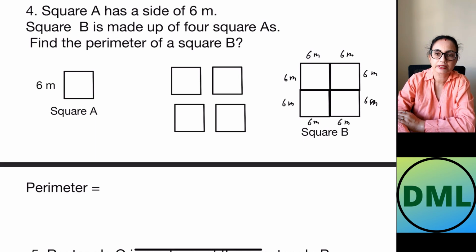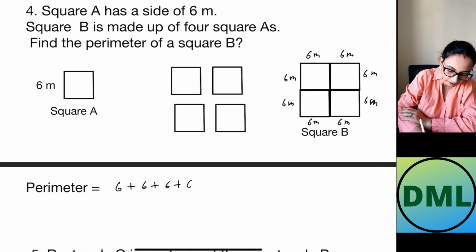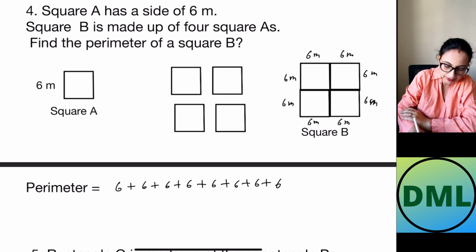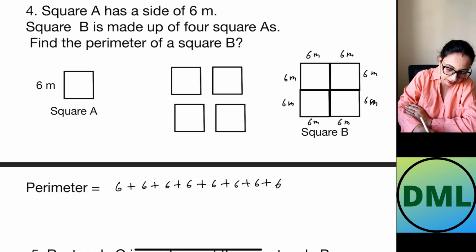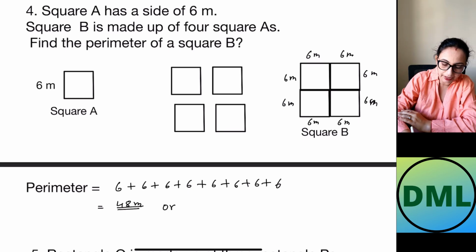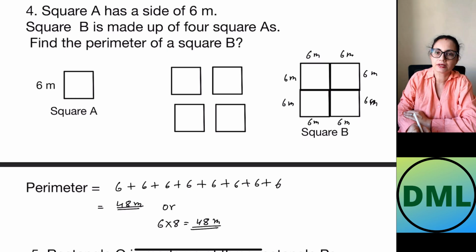How many times have I written 6? Can we calculate that? 1, 2, 3, 4, 5, 6, 7, 8 times we have written that. If I need to calculate the perimeter of this one, I need to add 6 8 times. If I add all of them, my answer will be equal to 48 meters. Or this will be written as 6 times 8, which will be equal to 48 meters. That will be your perimeter of square B.